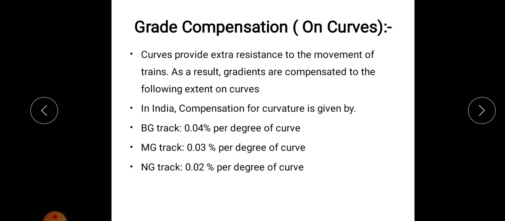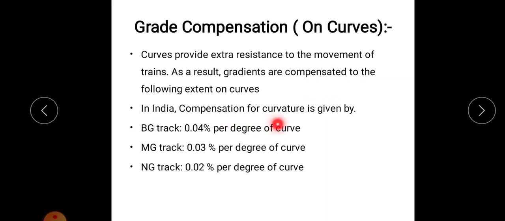Next is the grade compensation. What is meant by grade compensation? Grade compensation is usually provided on curves. On a railway track we are providing gradient. It may be rolling gradient, momentum gradient, pusher gradient, etc. So when a curve is there, this grade should be compensated. The curves provide extra resistance to the movement of the train. As a result, gradients are compensated to the following extent. Since the curves provide extra resistance, on curves we have to reduce the gradient, because on a curve the movement of the locomotive is very difficult.